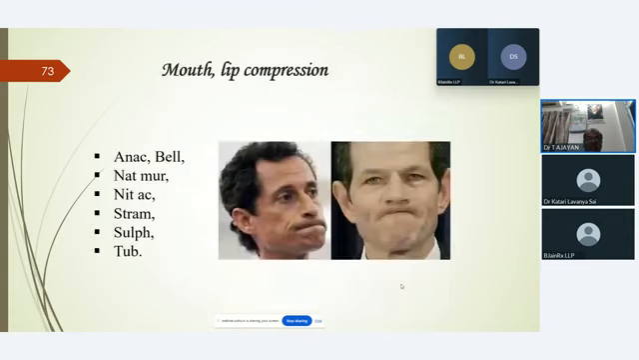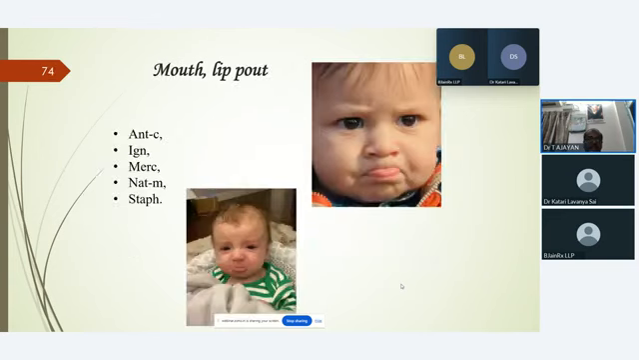Then listen, this one is mouth-lip compression. I will show you a few patients' video clippings, if the time is available. Then look, the mouth-lip pout. Always a child in their life, almost all are presenting like this. In our Materia Medica, Antimonium crudum, Ignatia, Mag-mur, Natrum muriaticum, Staphysagria, a few drugs also show this particular finding.